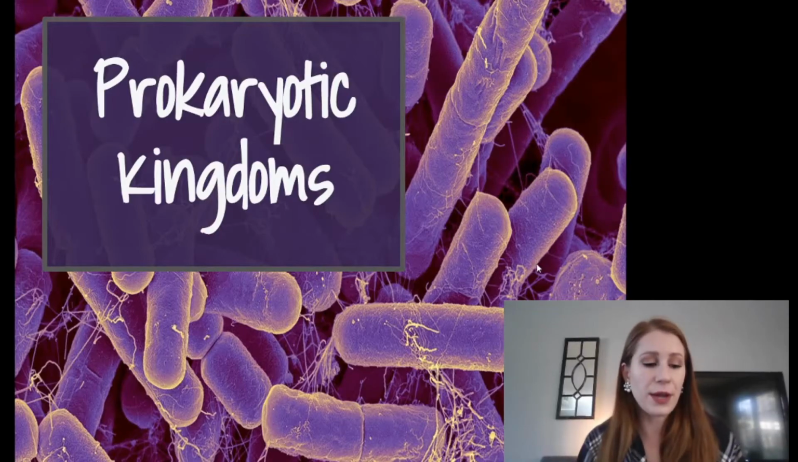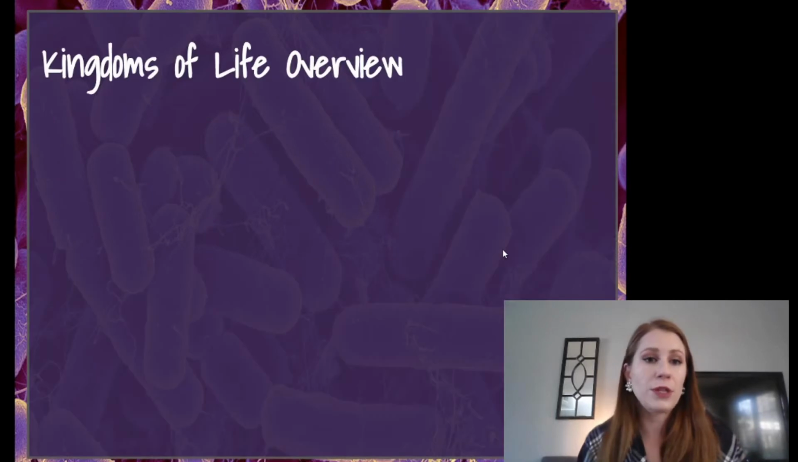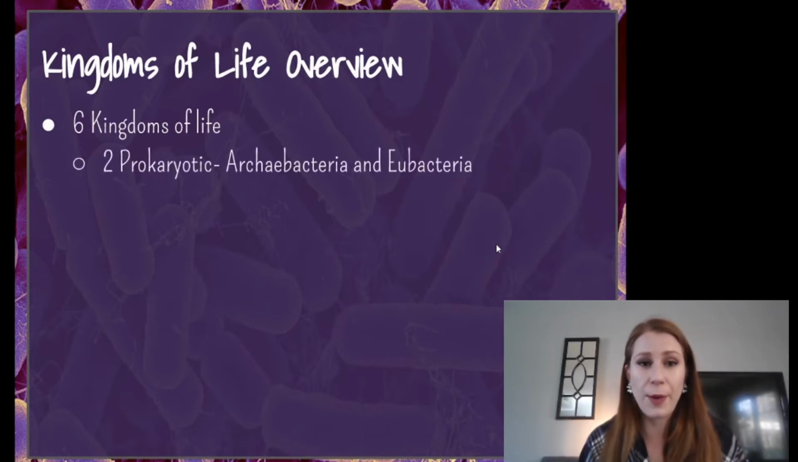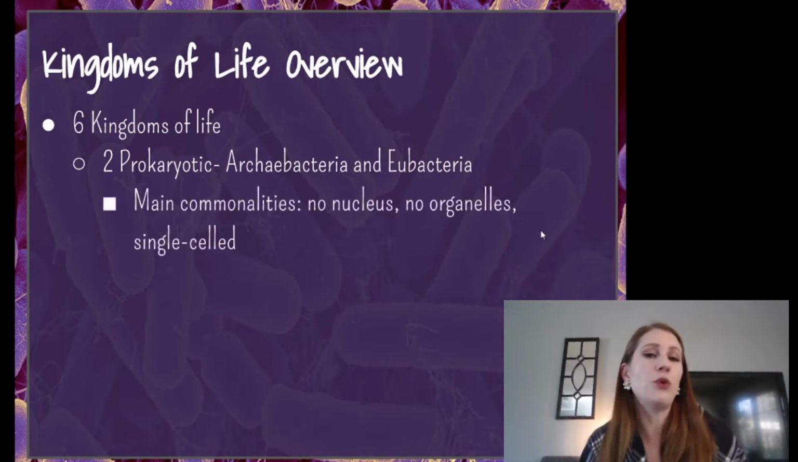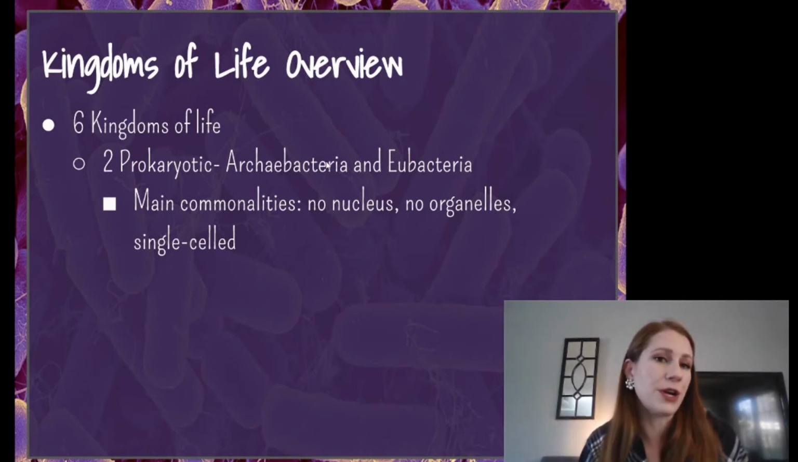Okay, let's go ahead and start talking about our prokaryotic kingdoms. When we talk about kingdoms of life, we have them split because we have 6 kingdoms total. The first 2 kingdoms we'll talk about today are prokaryotic, Archaebacteria and Eubacteria. And the main features of these are that they have no nucleus, they have no organelles, and that they're single-celled. So those are just features of a prokaryote. And that's how they're determined to belong to the bacteria groups.